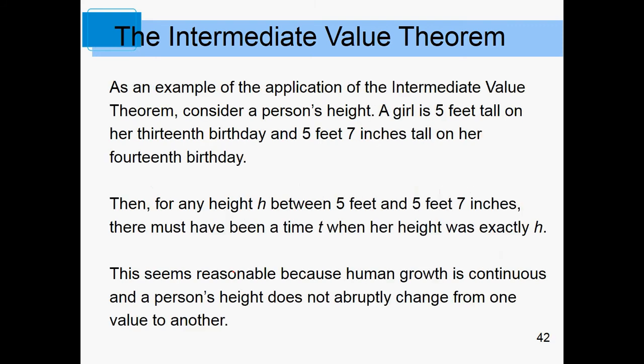As an example of the application of this, consider a person's height, okay? A girl is 5 feet tall on her 13th birthday and 5'7" on her 14th birthday. For any height between 5 feet and 5'7", you should be able to determine there's an age somewhere in there. She had to be some age between 13 and 14, right? There has to be somewhere in there where she's that height. So my x's are 13 and 14. From 13 to 14, she went from 5 foot tall to 5'7". So my y values are 5 and 5'7". Every value between 5 and 5'7", 5'6", 5'5", 5'4", 5'3¾", 5'2⅛", all those values have to occur sometime between 13 and 14. Does that make sense? You see what I'm saying here?